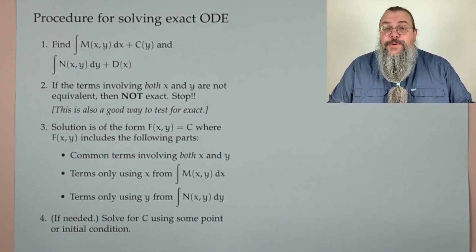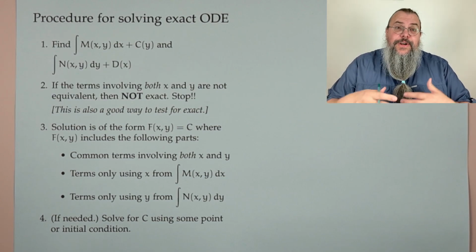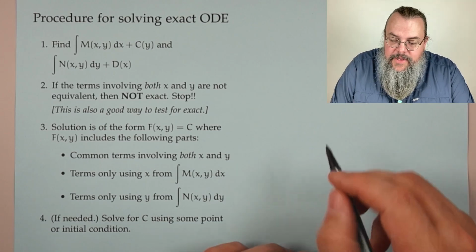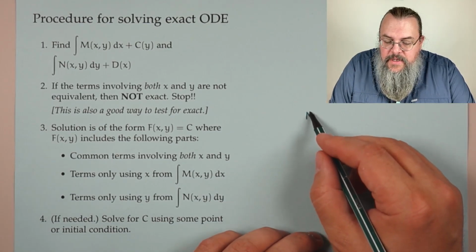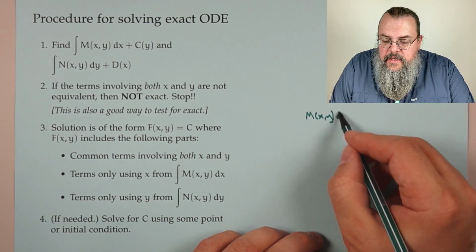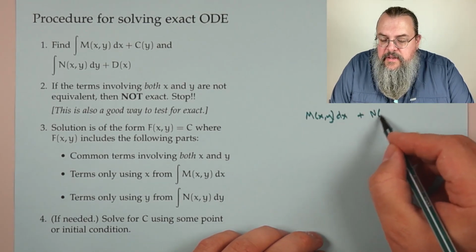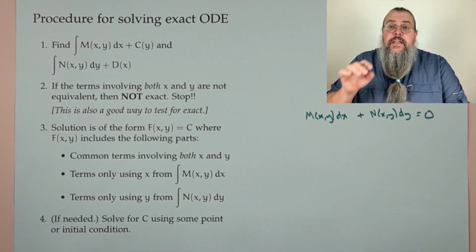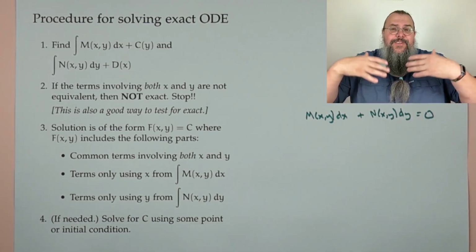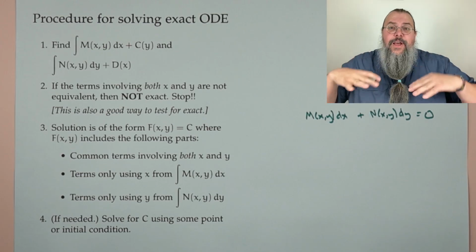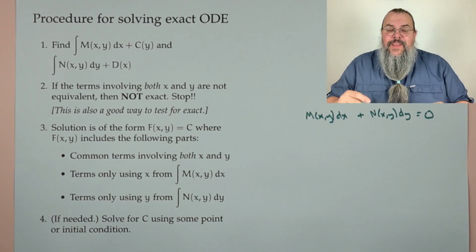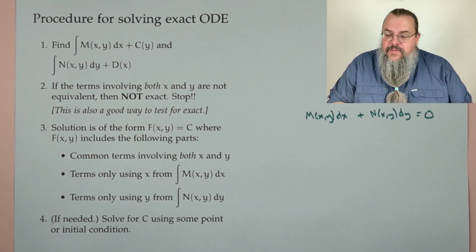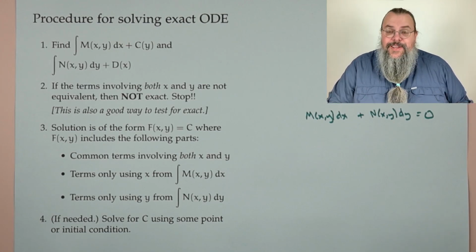So we want to work through the process or the procedure for solving one of these exact ODEs. As a reminder, what do we have? Well, we have our M(x,y) dx plus our N(x,y) dy equals 0. I like writing it in this particular way because it's a reminder of how you're going to do it. And what's key to remember is that these represent things.